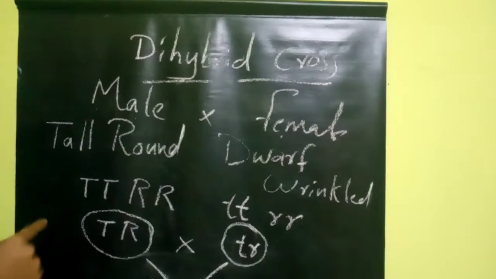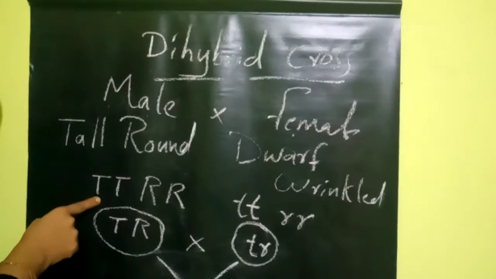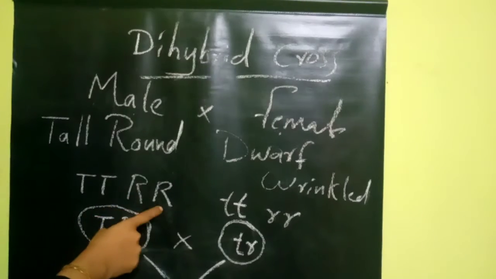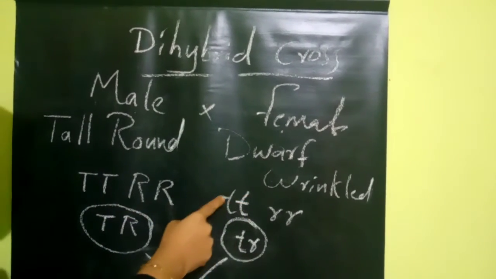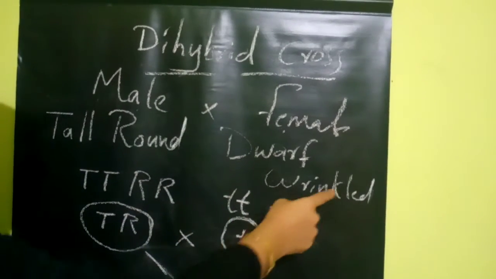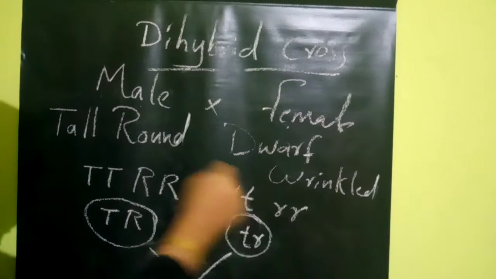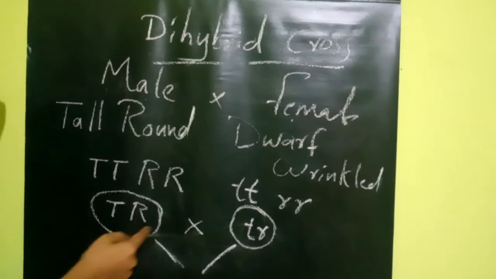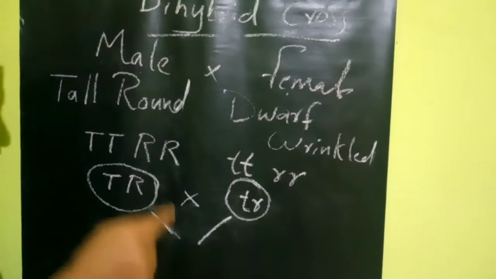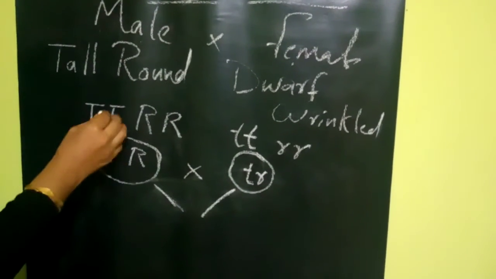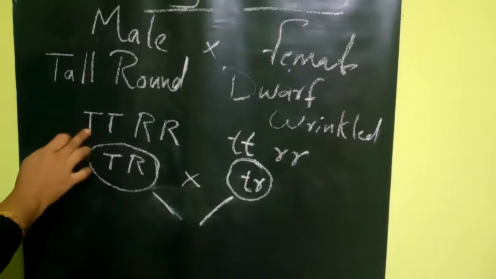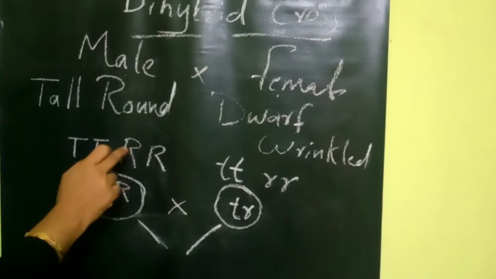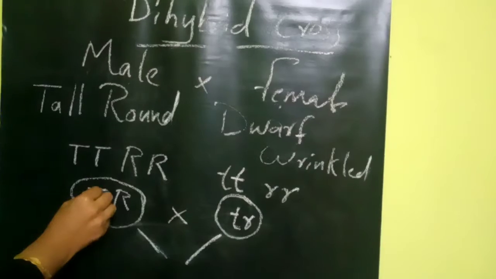Then how can we write the genotype? Full tallness, capital T, full round, capital R. For the dwarf character, small t, and for wrinkled, small r. So next is the step to write the gametes. While writing the gamete, we circle it. Here the two alleles are the same, so we select only one T, capital T, and here also one R, TR.